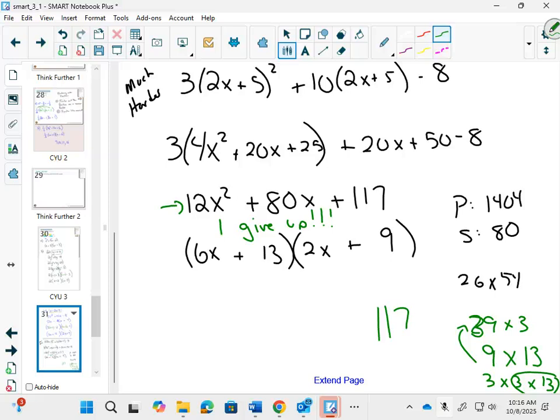Okay, so questions for practice on this one. 15 and 16, circle those two. And then we've got one more to do, we'll do it right away.